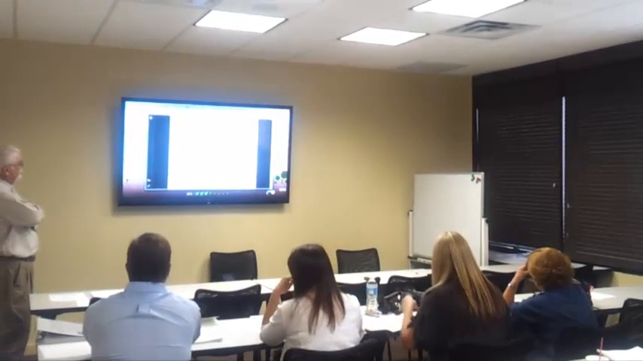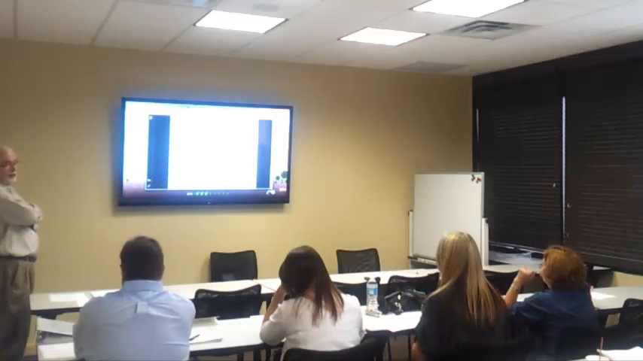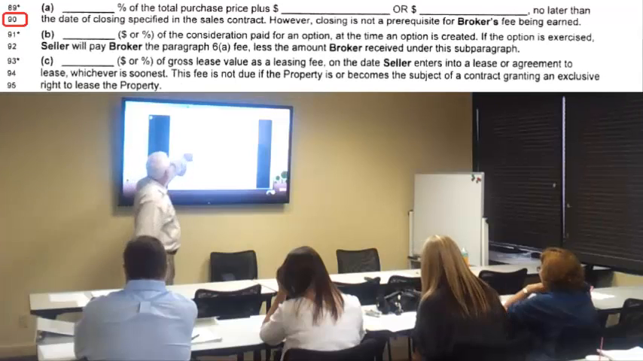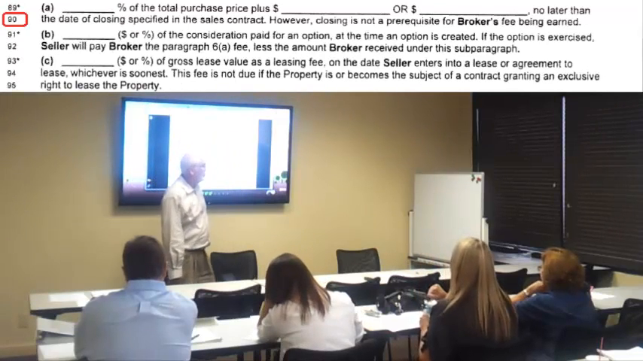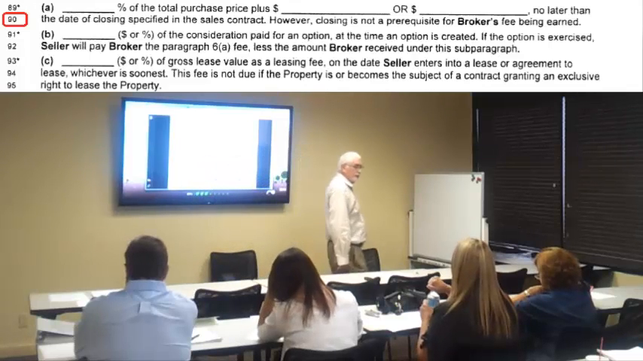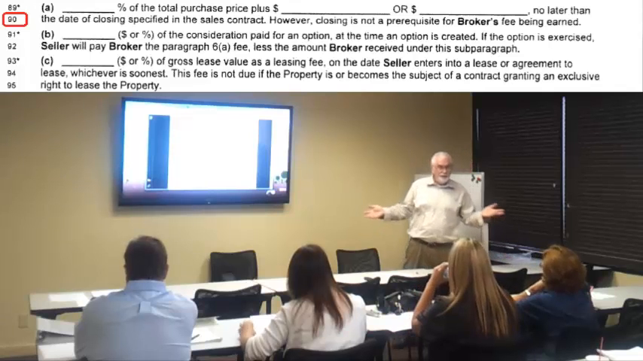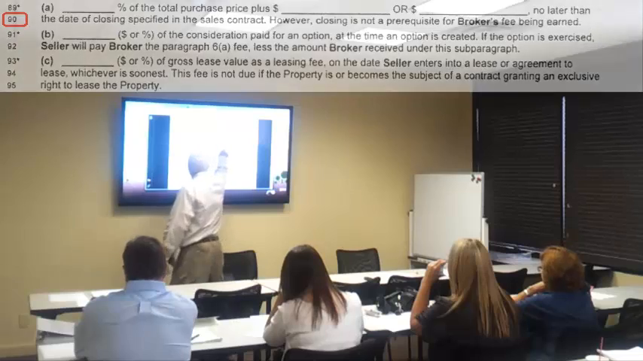Number 2. That's one of the ones that the attorneys have a stroke over. I'll tell you the other one, just so you know. Line 90, where it says, however, closing is not a prerequisite for the broker's fee being earned. Because we bring a ready, willing, and able buyer, whether you accept the contract or not, we're entitled to our commission. That's what this says there.